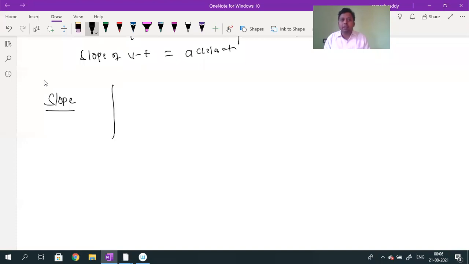To calculate slope in coordinate geometry, a straight line is given. Slope is whatever angle is made by the straight line with the horizontal; tan of the angle made by the straight line with the horizontal is called the slope. Understood? Slope is nothing but m. So the m value will be given by tan theta.